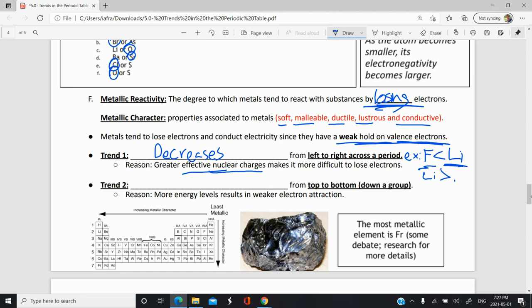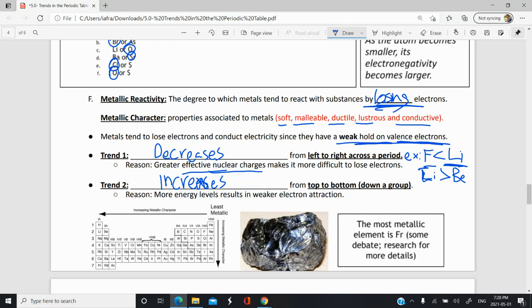Lithium is more metallic than beryllium because it's on the left side, with a lesser effective nuclear charge, so it's able to give away its electrons more effectively compared to beryllium, even though beryllium can still do that. And then trend two is that when you go from top to bottom, the metallic character increases. That's because there's more shielding, and it prevents the electrons from being held on too tightly, so you can give away your electrons more effectively towards the bottom.